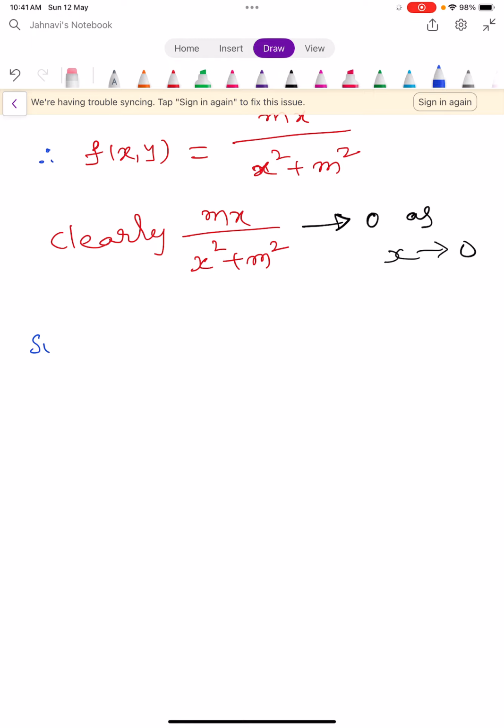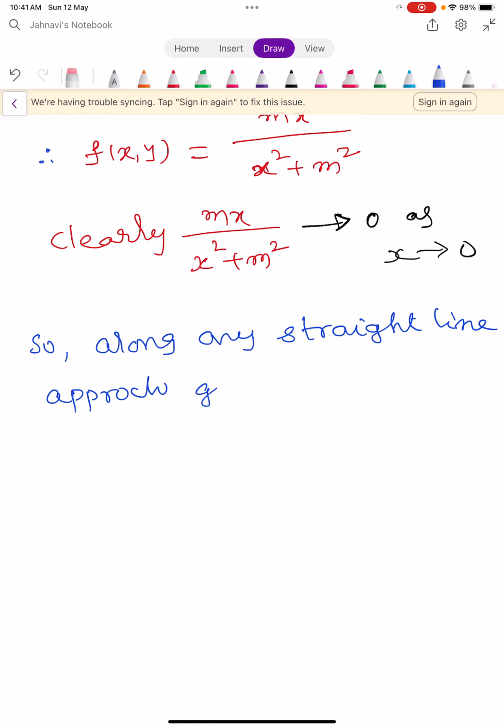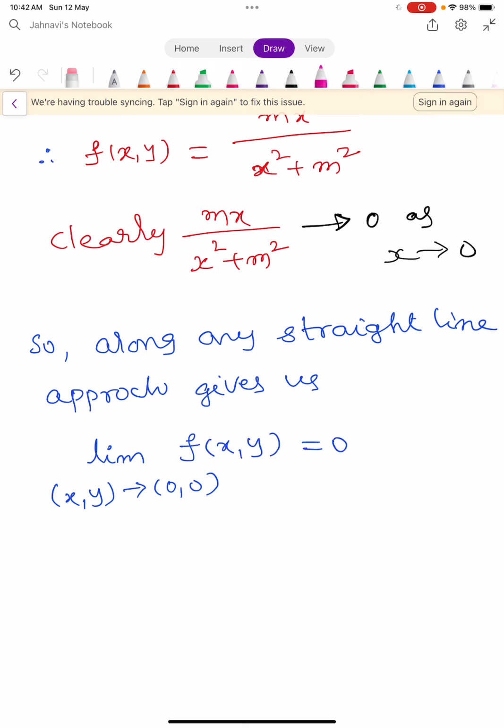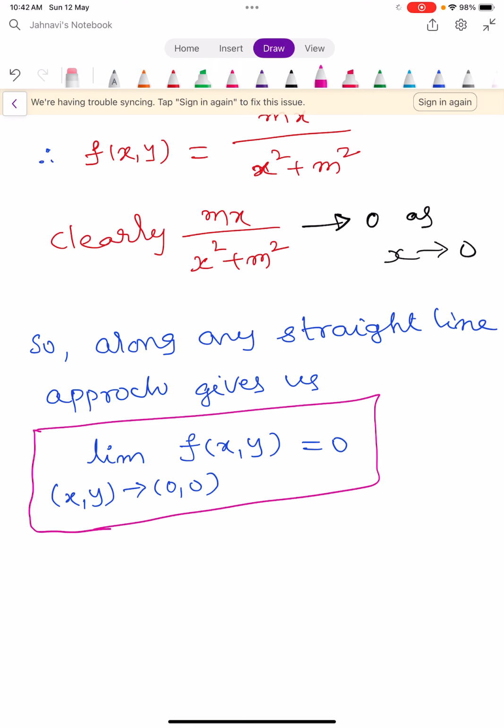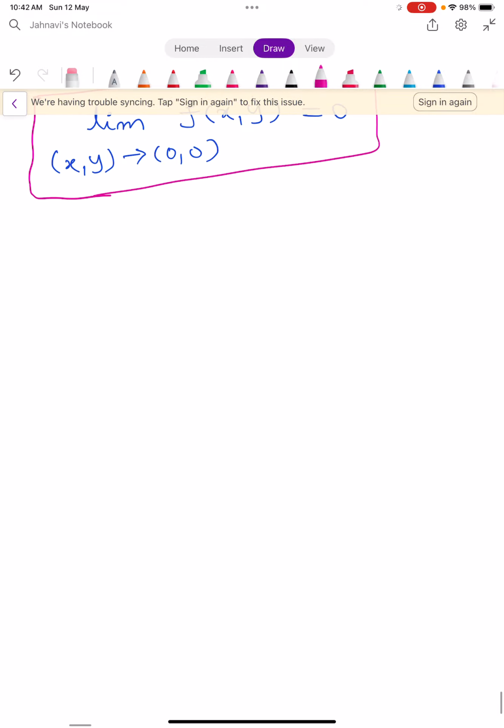Therefore, along any straight line approach, we get the limit of f(x, y) as (x, y) tends to (0, 0) equal to 0, irrespective of the m value. Any straight line approach, we get the limit is 0. Now we are going to calculate another way.